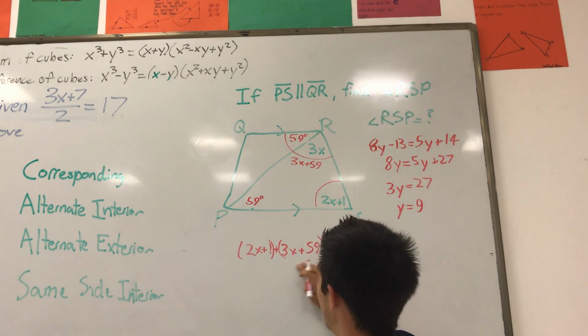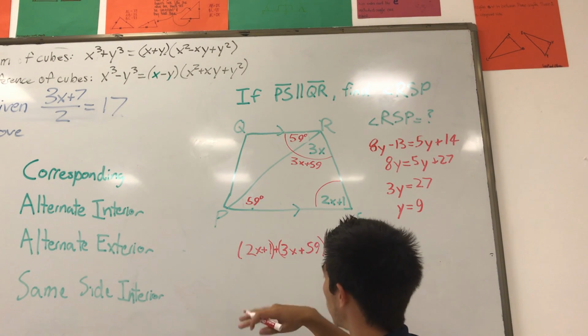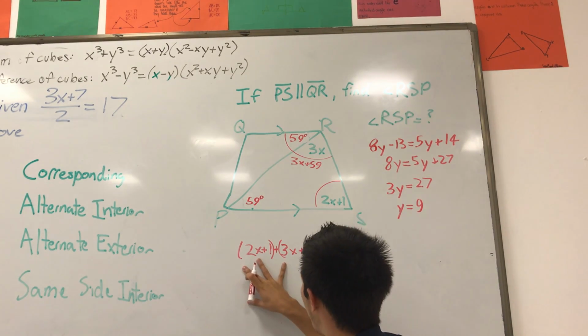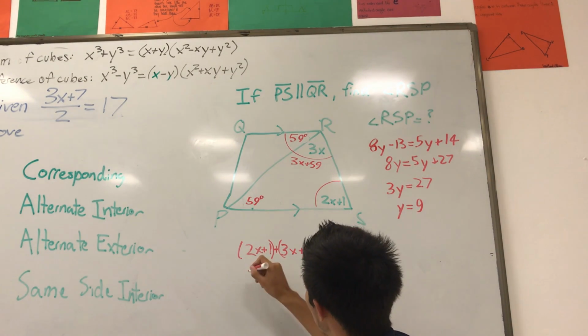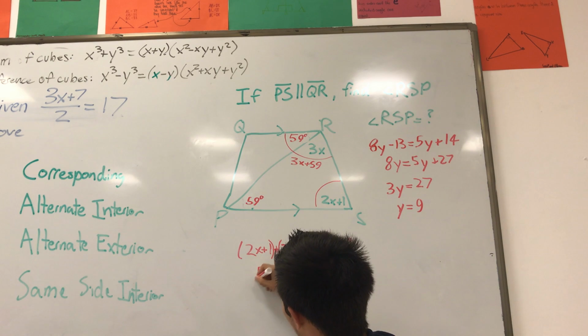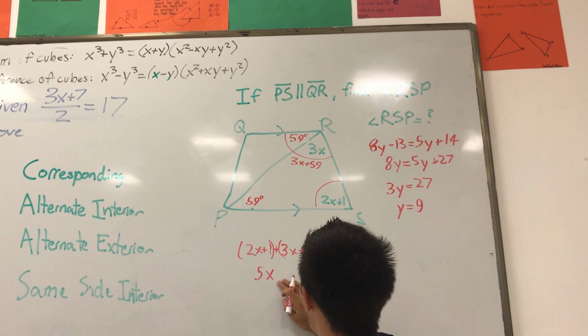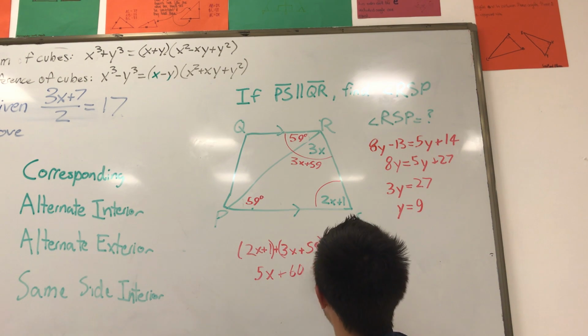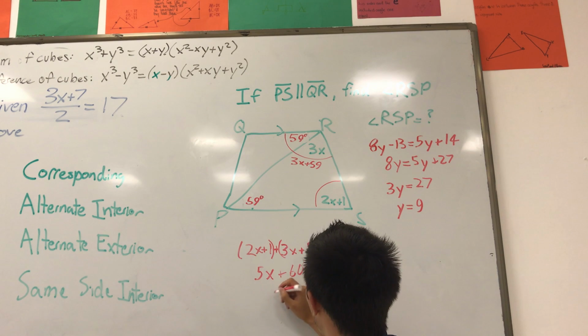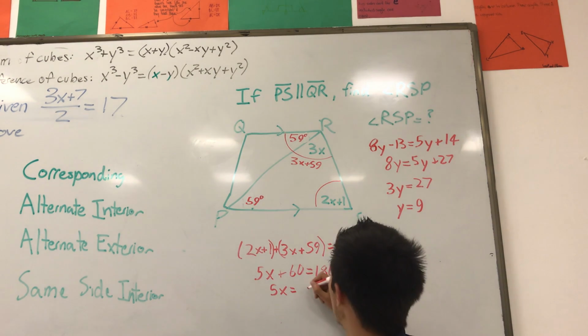So once I do this, I can actually take the parentheses away and I'm going to combine like terms. So I'm going to add up all my x's and all my normal numbers. So I get 2x plus 3x is 5x. I have 1 plus 59 is 60. And I have equals 180. Nothing happens to the 180 yet. I want to get x by itself, so I'm going to subtract 60 from both sides. 180 minus 60 is 120.